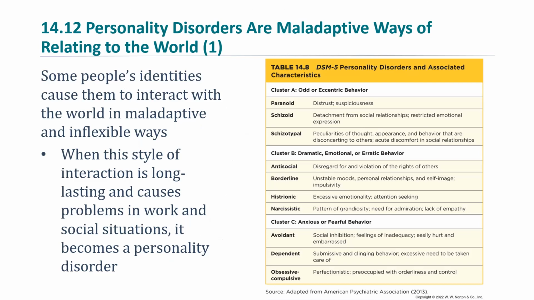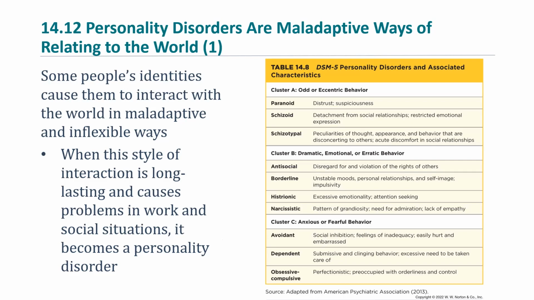Okay, that's it for schizophrenia. Now we're going to look at personality disorders. A personality disorder is a type of mental disorder in which you have a rigid and unhealthy pattern of thinking, functioning, and behaving. A person with a personality disorder has trouble perceiving and relating to situations and people. When this style of interaction is long-lasting and causes problems in work and social situations, it becomes a personality disorder.